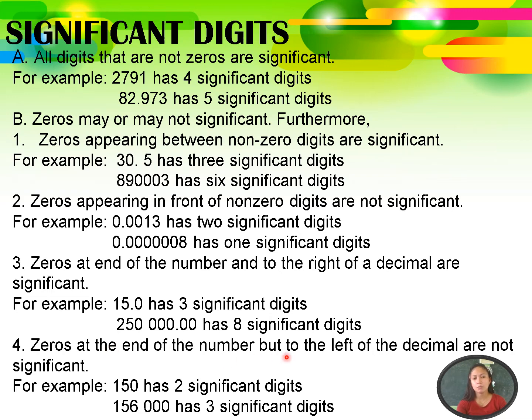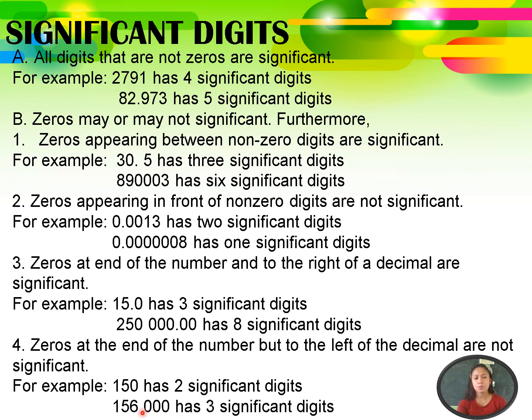Next, zeros at the end of a number but to the left of the decimal point are not significant. So we have here 150. It has 2 significant digits. Since this is 150, it's understood that there is a decimal point after 0, and that 0 is to the left of the decimal point. So this is not considered as significant. Therefore, 150 has 2 significant digits.